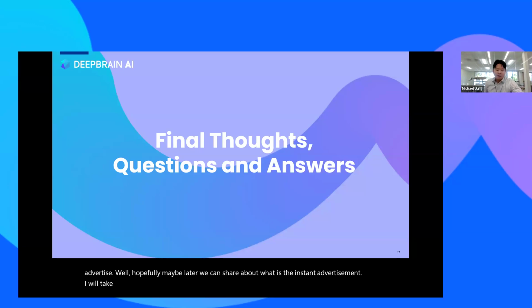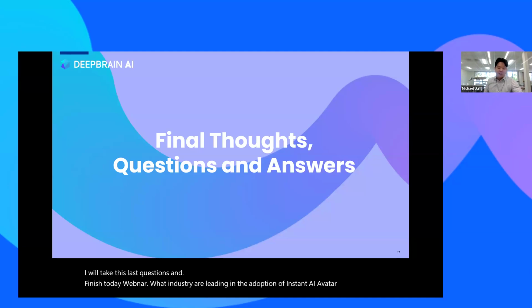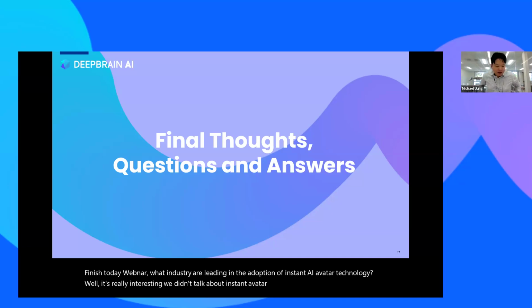I will take this last question and finish today's webinar. What industries are leading in the adoption of instant AI avatar technology? Well, it's really interesting. We didn't talk about instant AI avatar, but one of our audience members was asking this question. What I shared today was the KB Life Insurance case study. They want to provide this photo-based avatar for their sales agents. We are also seeing other industries like automotive companies. They also want to support their sales agents or dealers. They can create their own photo-based avatar and engage with their end customers. Any industry that wants to make digital business name cards, I think it can fit. Any industry with more dependency on sales agent activity could be a good fit for our Dream Avatar.